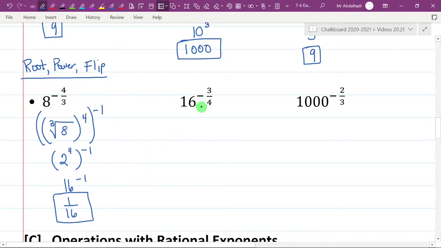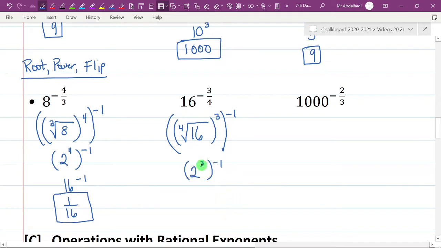Okay, let's root power flip this one. Let's RPF this one here. So we have a 16. We're going to take the fourth root, then we're going to take the third power, and then we're going to flip it. This setup right here is worth a point. I need to see this, and if you don't do it, you don't get the points for it. So be forewarned. Now, what is the fourth root of 16? It's 2. To the third power, to the -1.